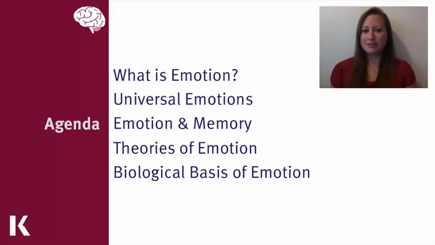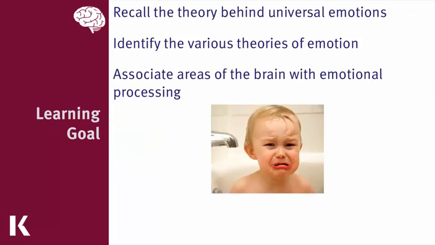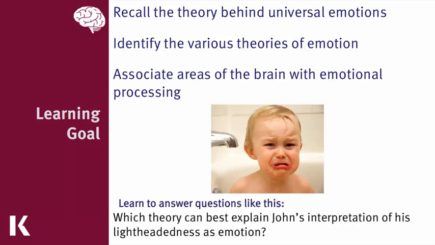Not only will we define emotion, but we'll also explore some of the theories that try to explain how our emotions are developed, and we'll also describe the regions of the brain that are responsible for our emotional processing. And by completing this review, you'll have a better ability to remember the theory behind universal emotions, and you can also attack questions such as the one at the bottom of the screen, which asks you to identify which of the theories best explains John's emotional response.